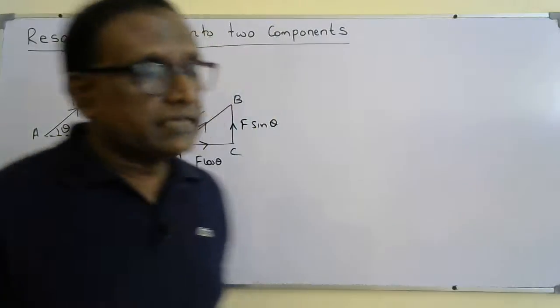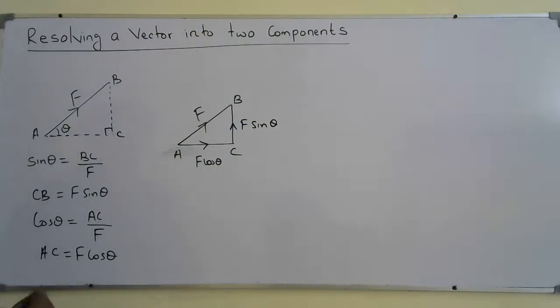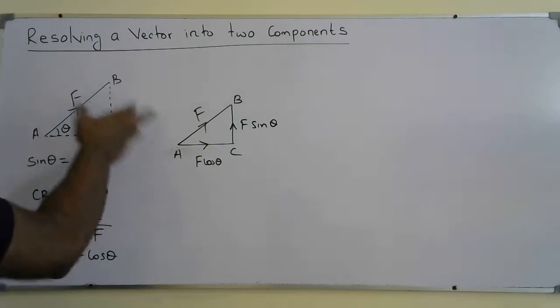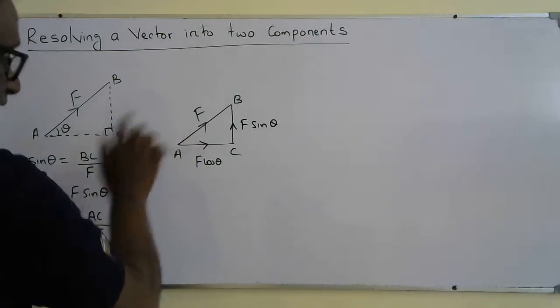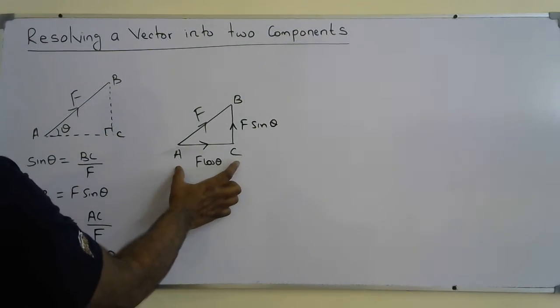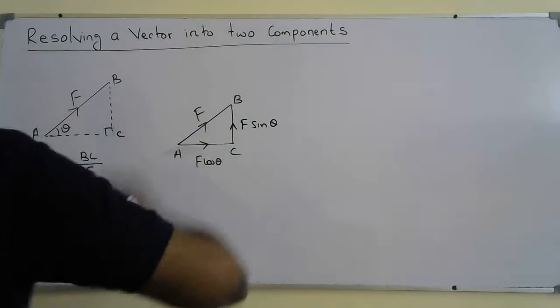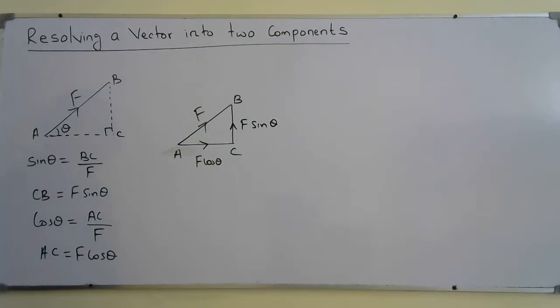Actually, it's based on geometry. The geometry shows that for the given vector F, its horizontal component is F cos theta and the vertical component is F sin theta.